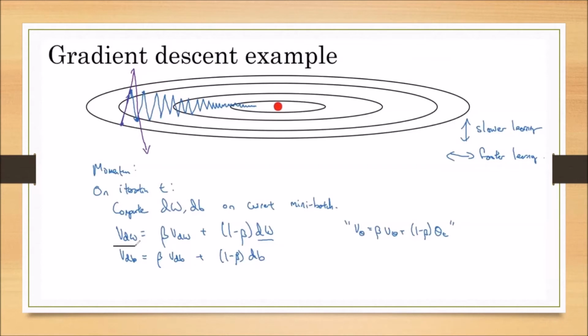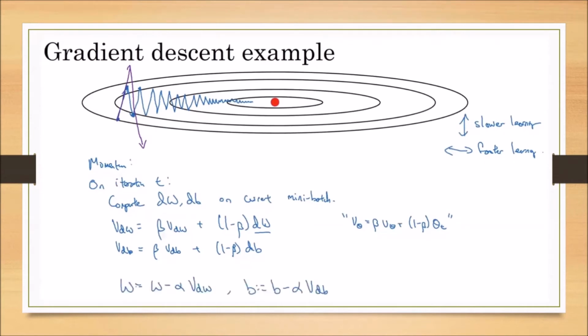So we use the same equations: VdW is equal to beta VdW plus 1 minus beta into dW. And this beta is nothing but, as we already discussed, the weight. This VdW gives the moving average, the previous moving average, and dW is the present gradient. Now, W is equal to W minus alpha dW, but instead of dW we are substituting this new VdW.